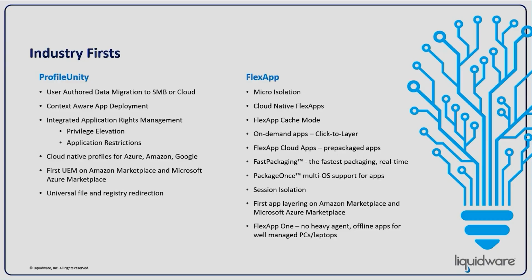Cloud native profiles, being able to store those profiles to cloud file shares, was the first from Liquidware, and we were the first in the key marketplaces, including Amazon Marketplace, the Azure Marketplace, and even Google. Universal file and registry redirection, being able to redirect any level of those files and registry from any level from the local machine and otherwise. That was the first from us as well as many others.